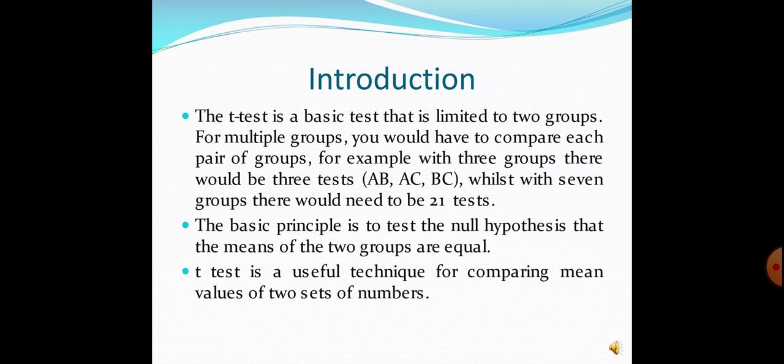For example, if three groups A, B and C are given to you, then first of all you have to make the pairs, that is pairing group A and B, then group A and C, then group B and C. Similarly, if 7 groups are given to you, then first of all you have to make the pairs of the groups and then you can apply the t-test.